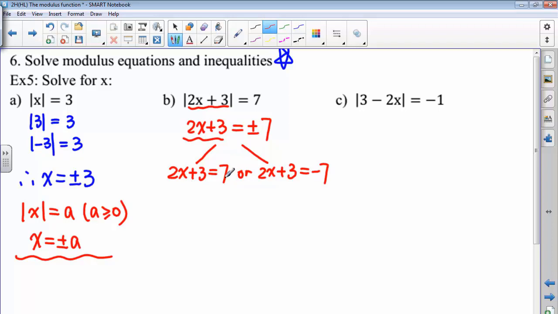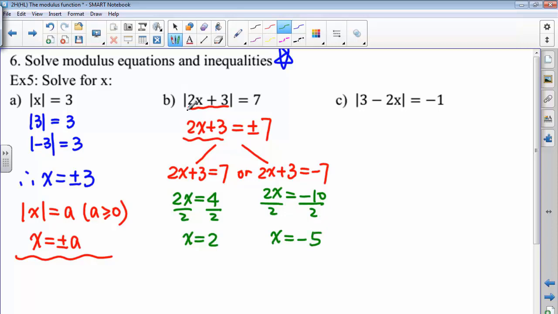2x plus 3 is 7. Let's continue to solve the x value. 2x equals 4. Divide both sides by 2, then x equals 2. For the other one, 2x equals negative 10. Divide both sides by 2. The x is negative 5. So the solutions of this modulus equation are x equals 2 or x equals negative 5. You can plug both of these solutions into this modulus equation, and both values make this equation true.